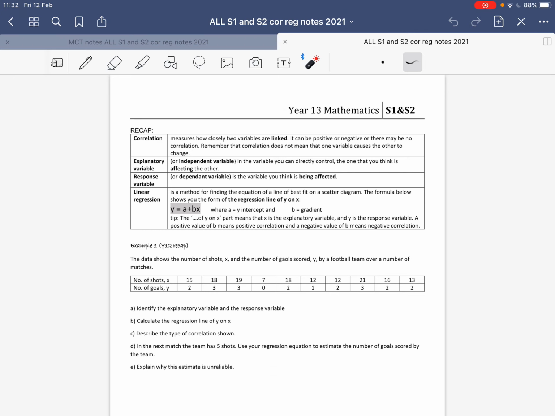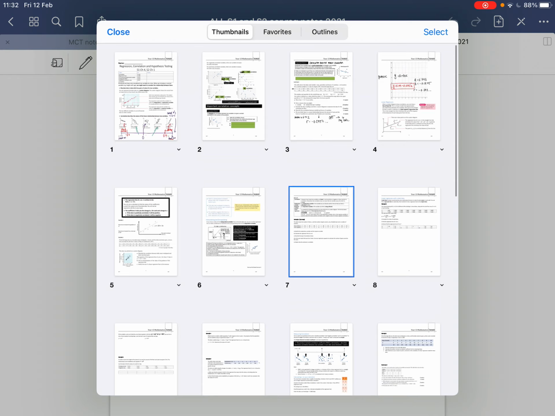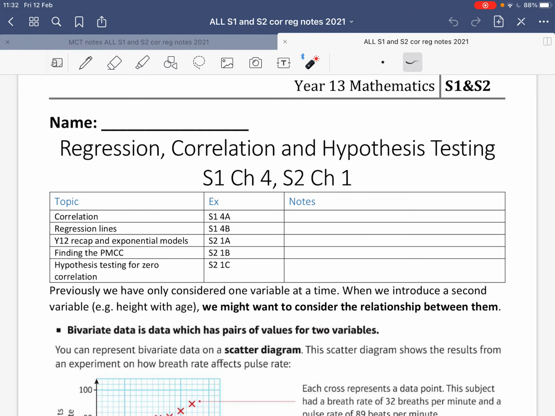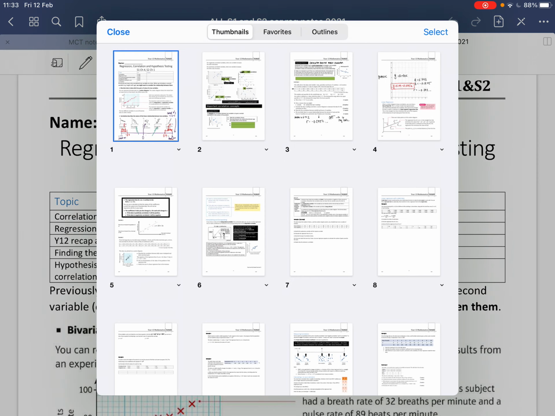We are today carrying on in our booklet. This is the second lesson on regression, correlation and hypothesis testing. So lesson 1 covered all of the work from book 1 chapter 4. There's a video if you need it. So we're starting from here. So today we're moving into S2 chapter 1.